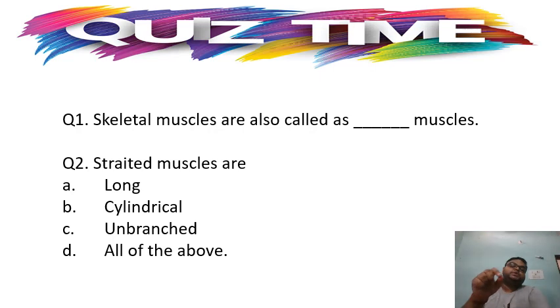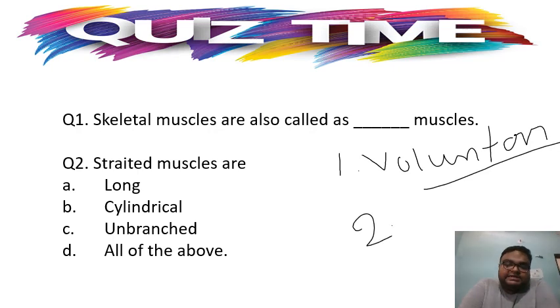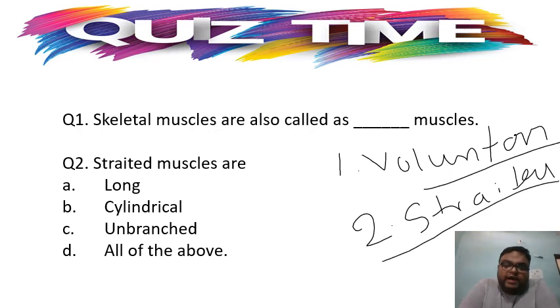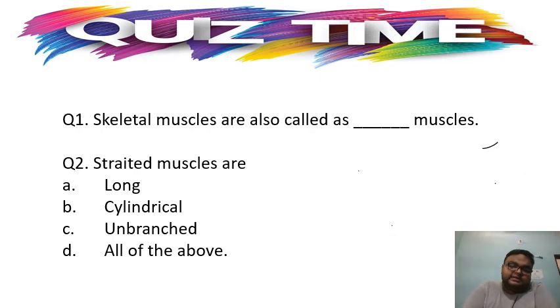Okay, so students, the skeletal muscles are also called, first, voluntary muscles, and we can also call them striated. Why can we call them voluntary muscles? Because these muscles are under our control, and we call them striated muscles because they show an alternate pattern of dark and light bands. Okay, students, right? Very good. Now, there is another question for you.